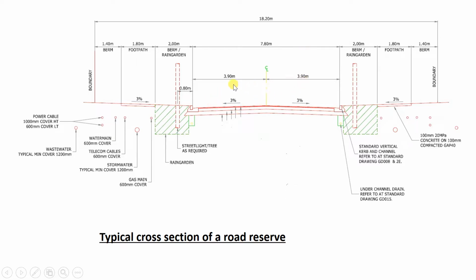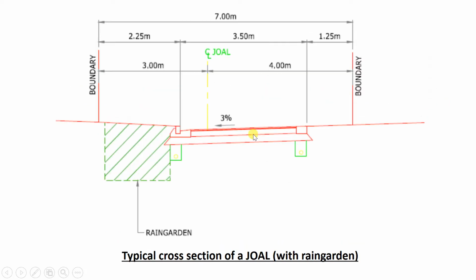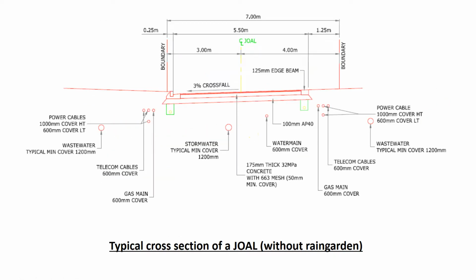Just 3.9 on both sides, each for a lane, and then the berm 2 meter, and the footpath 1.8 meter. So probably for this project, we will keep the 3.9. The berm we are going to reduce to 1 meter, and then the footpath reduced to 1.5 from 1.8.